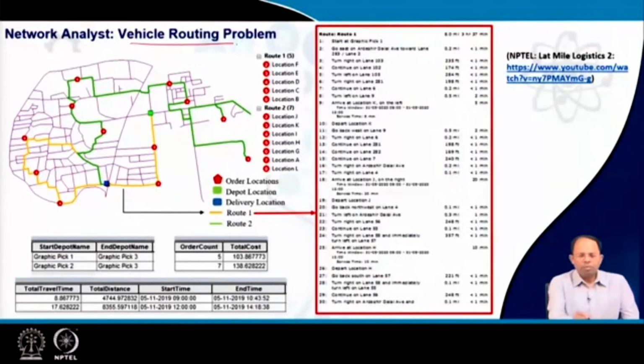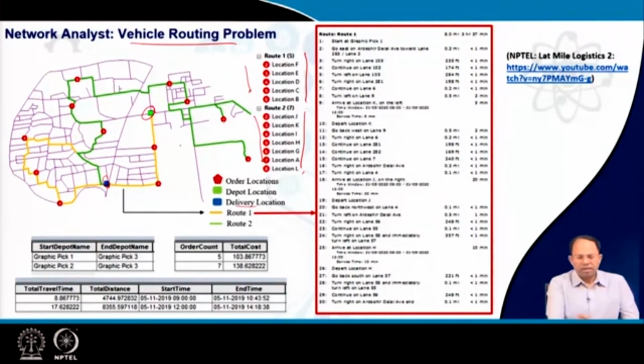Now, the vehicle routing problem is just a variant of the traveling salesman problem, where we can have multiple routes. Multiple routes could be assigned to multiple vehicles, or one vehicle can also do these multiple routes at different times of the day. So here also you can see the solution. Order locations are given in red. The depot location is over here. This is the delivery location of this garbage, and we have introduced two routes over here, one green and one yellow route.